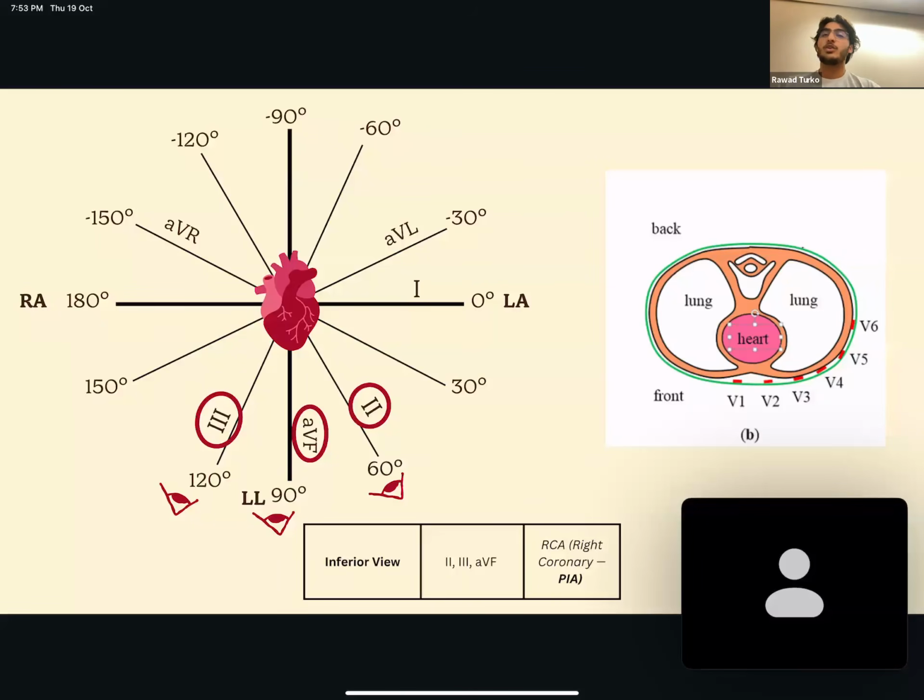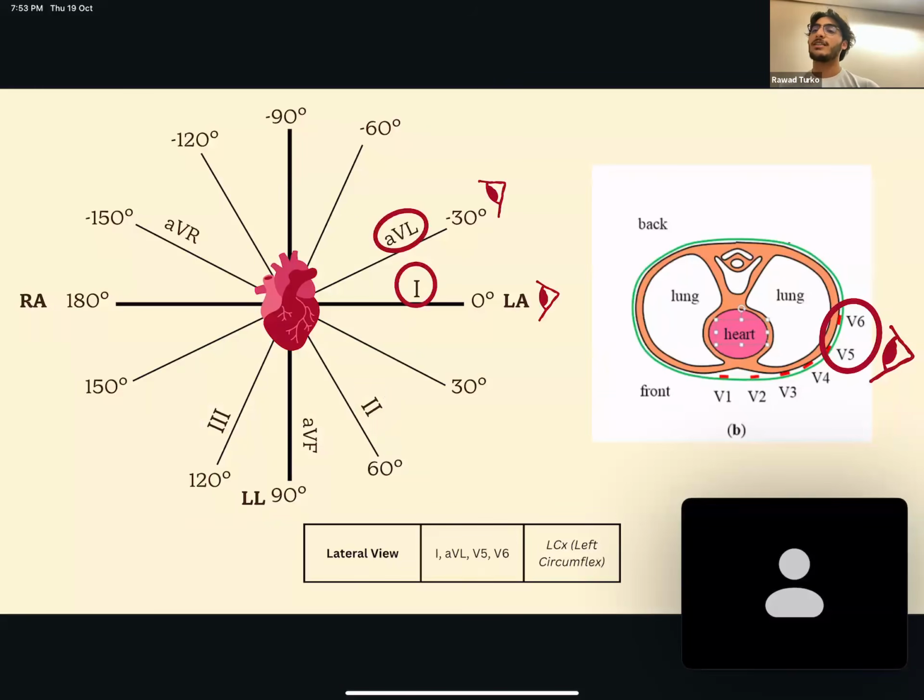No worries. This has more to do with the anatomy of the heart, and this is something that you guys will take in more detail, inshallah. But for right now, just know that leads 2, 3, and AVF are your inferior views of the heart. Next are the lateral views of the heart. Lateral is fairly simple. We're looking at lead 1 and AVL, left arm and AVL, and V5 and V6.